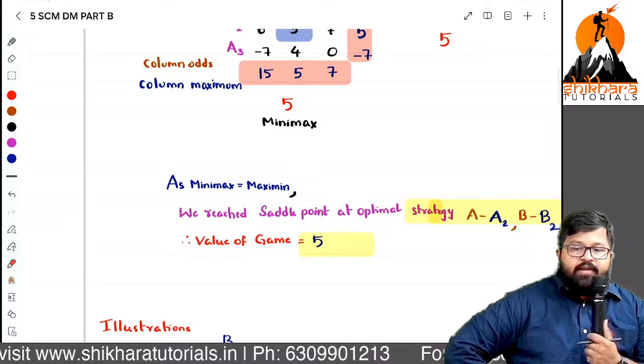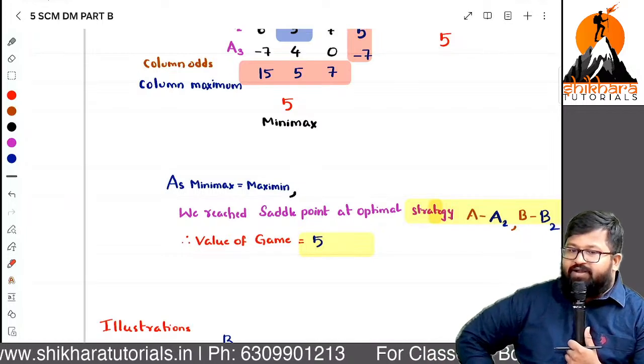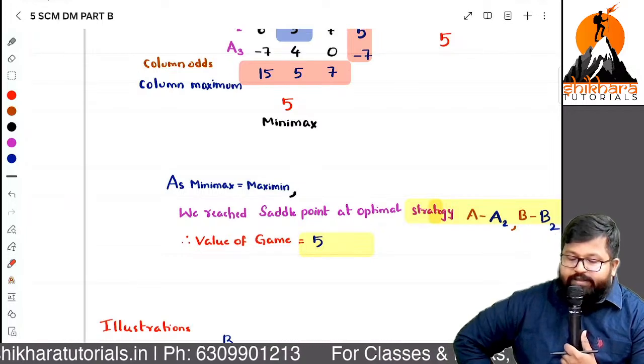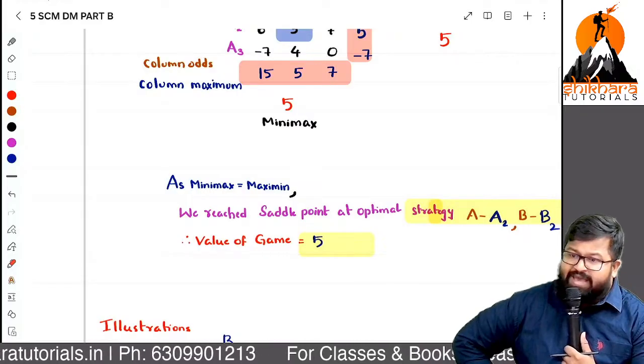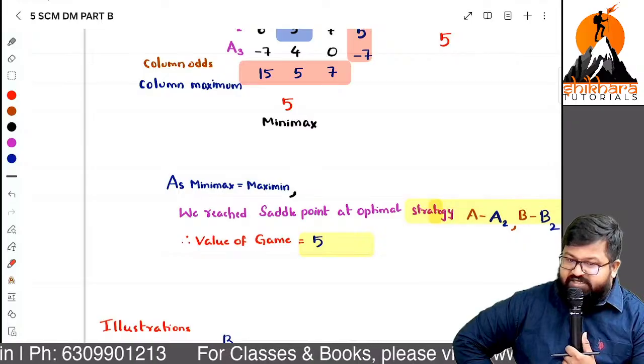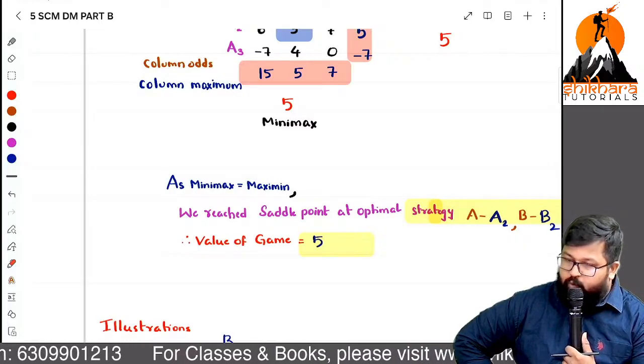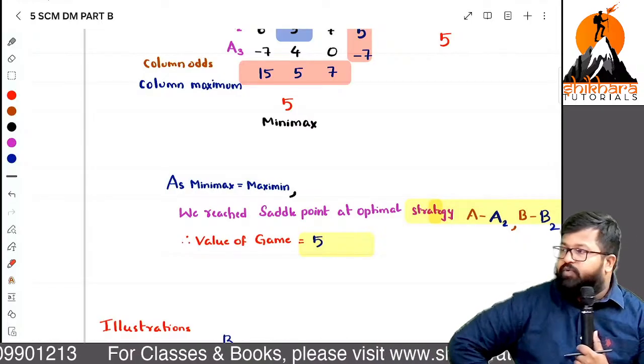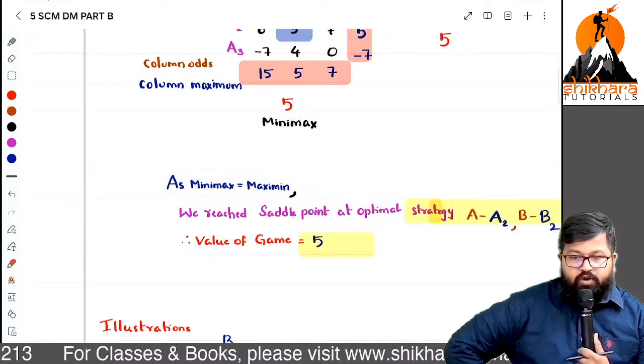Is this done? Write the content perfectly. As minimax is equal to maximin, we reached the saddle point at optimum strategy for A, A2 and B, B2. Value of the game is equal to 5.